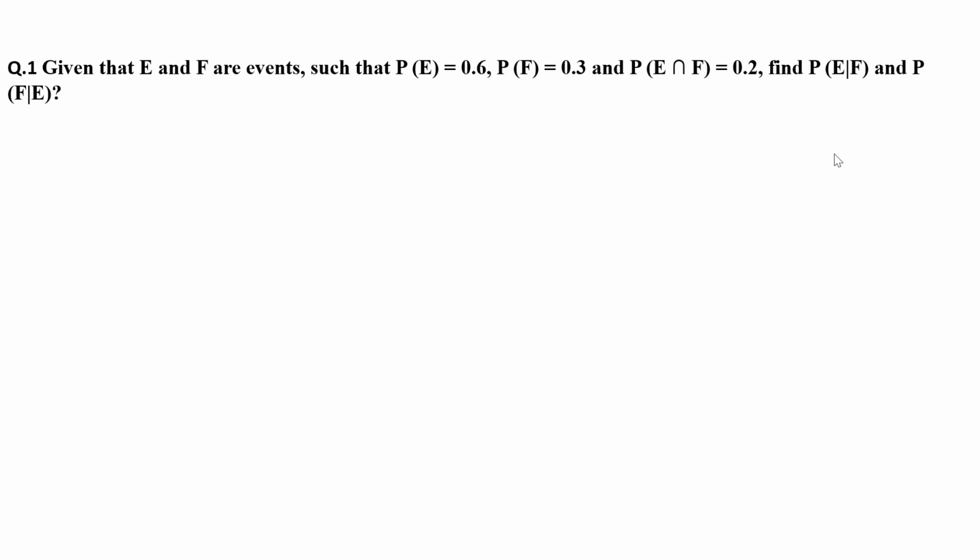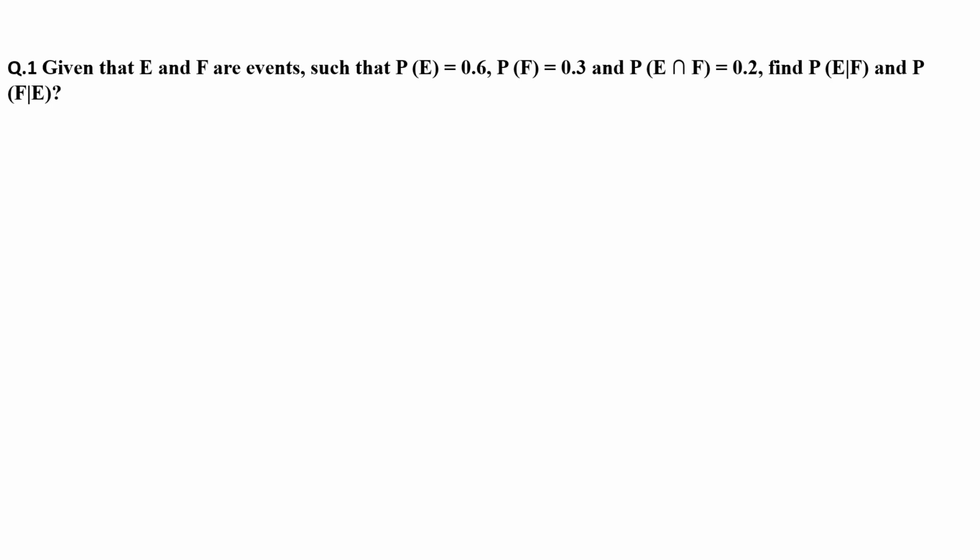Hi everyone, I am here to solve some of your class 12th NCERT book questions based on probability. So this is the first question: given that E and F are events such that probability of E is 0.6, probability of F is 0.3, and probability of E intersection F is 0.2. Now you need to find the probability of E given F and the probability of F given E. So let's pause the video and try to solve this question on your own.